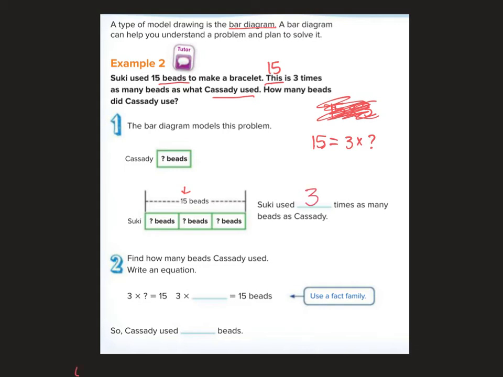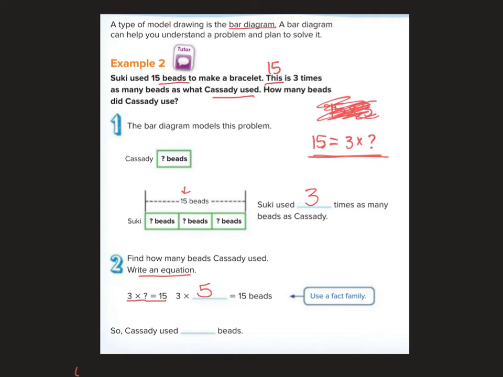So if we wanted to find out how many beads Cassidy used, we could write an equation. 3 times question mark equals 15. We wrote that up here, right? Just kind of flipped the equal signs, but that's okay. And 3 times, it's 5.